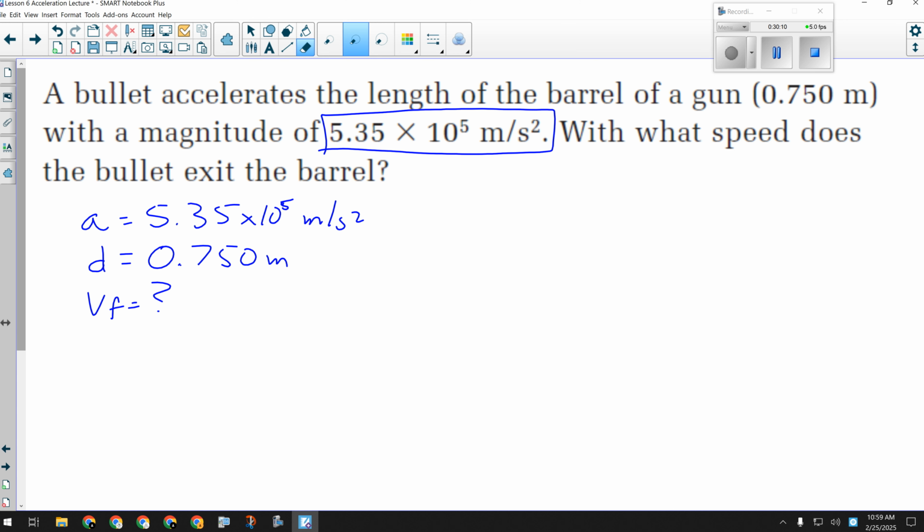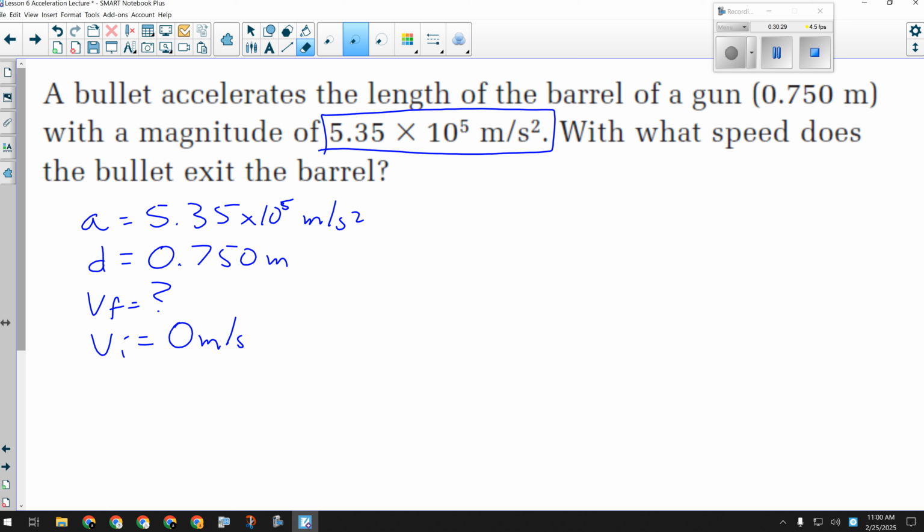It doesn't say that the person who shot the rifle was running when they shot it. So in this case, we would have to assume that they were stationary. That's generally how you are most accurate in your shot. So we would assume here that VI would be 0 meters per second.